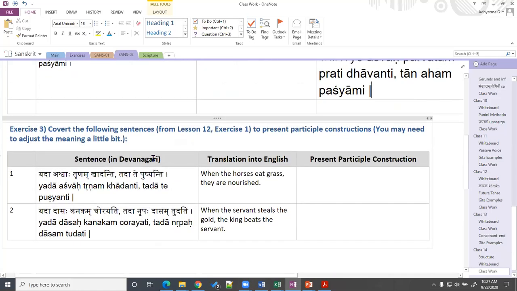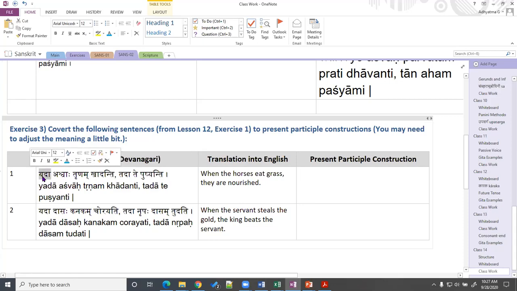Now another part of the home exercise is to convert the following sentences, taken from lesson 12, exercise 1, to present participle constructions. You may need to adjust the meaning a little bit. Look at the simple sentence here: yada ashwaha trunam khadanti tada te pushyanti. When the horses eat the grass, they are nourished. Naturally, you cannot make a present participle construction from this, because this is not yat-tat. So we convert it into a yat-tat sentence first.